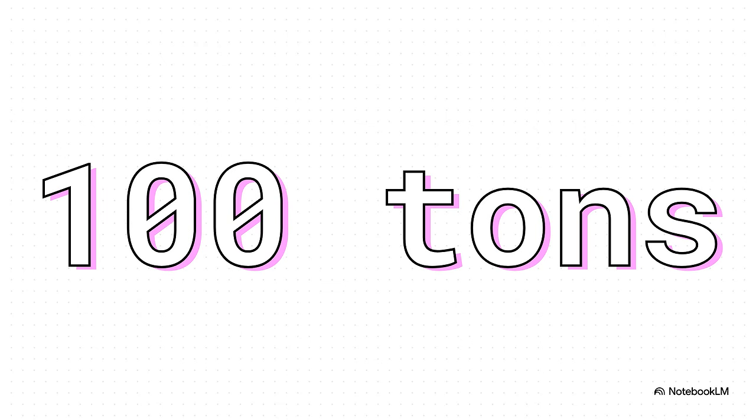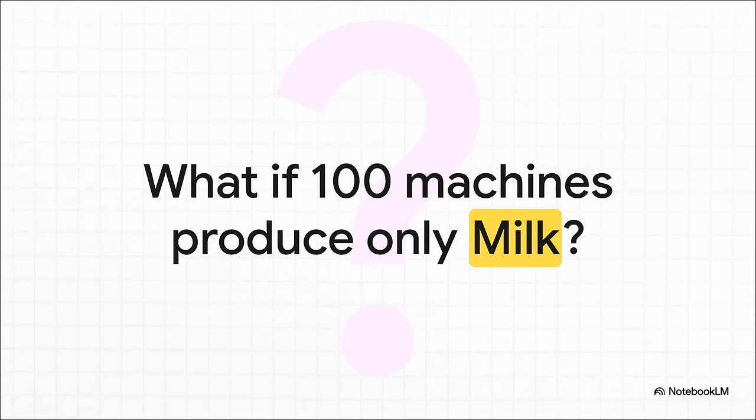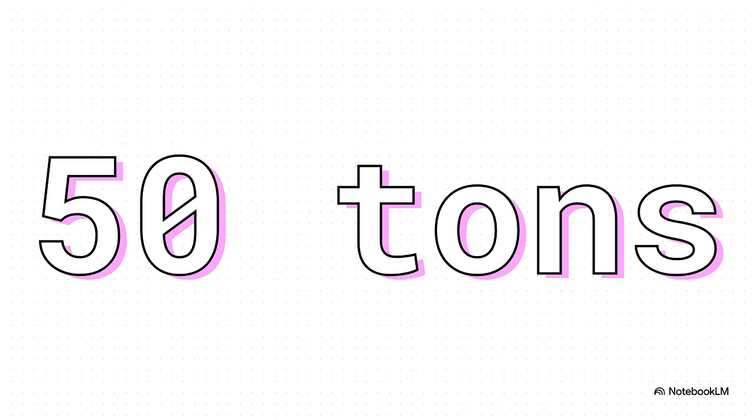That's interesting. And for our last piece of the puzzle, let's see what happens when our machines are dedicated to making only milk. Milk, as we know, is the machine-heavy product. It needs 2 machines for every single ton. So with 100 machines, we can make, at most, 50 tons of milk. So the machine constraint is either 100 tons of wheat or 50 tons of milk.